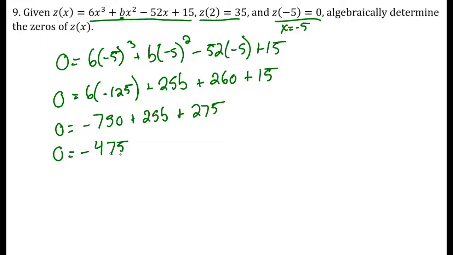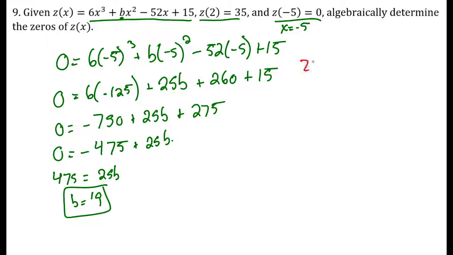Yes, because 475 plus 275 would give me 750, plus 25b. I need to solve for b now, so I'm going to add that over. 475 equals 25b. Divide by 25, and you get b equals 19. If you plugged in the other point, you also would have gotten 19. Your choice of which point you plug in. That was like the first third of the question.